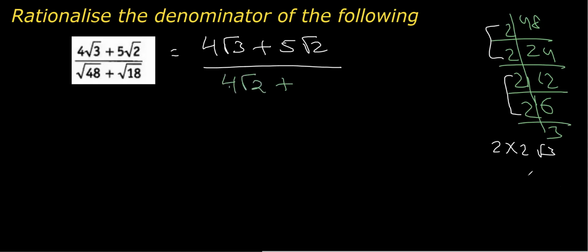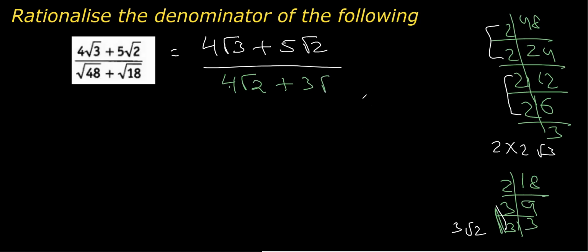Now same with root 18. I can factorize 18 and write it as 9 times 3, 3 times 3. So we can see that there is a doublet of 3 over here. So I can write this as 3 root 2. So root 18 after simplifying becomes 3 root 2.